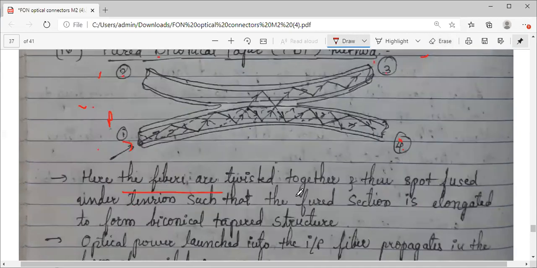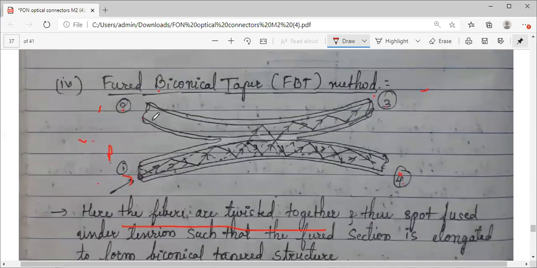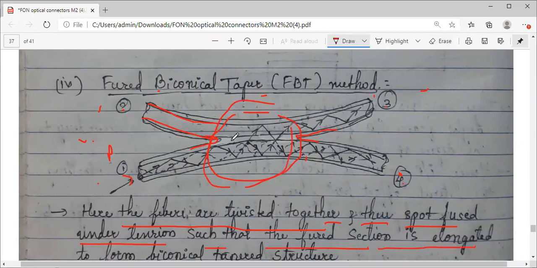Here the fibers are twisted together. You can see, if they are twisted at this region, what will happen? They are twisted together, and at this region there is a difference. When you twist it and then spot fuse, if you apply heating here, they'll get fused. Okay, both will merge. You can see it here, they are fused together. Hope the structure is clear. Because of the heating, the fused section is under tension, so this part is elongated.